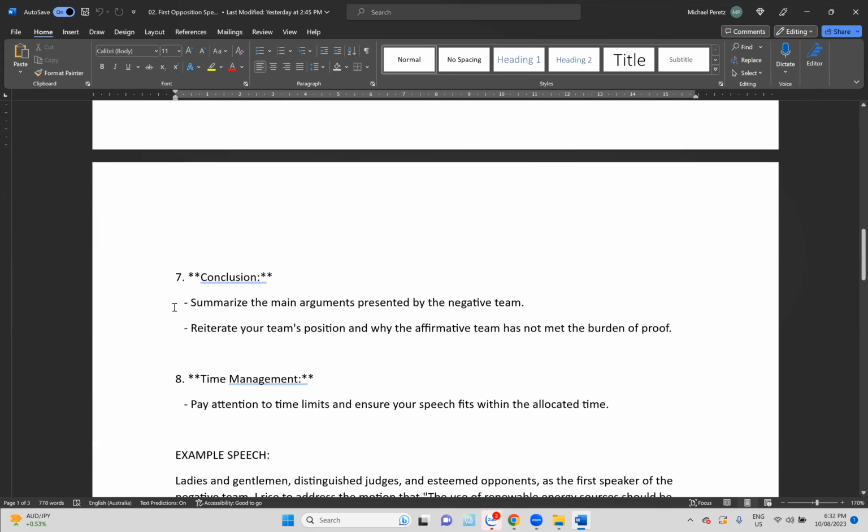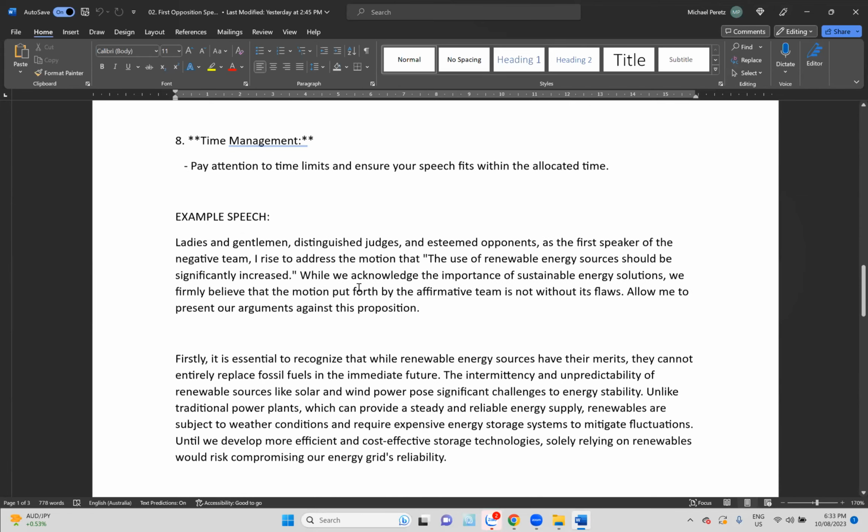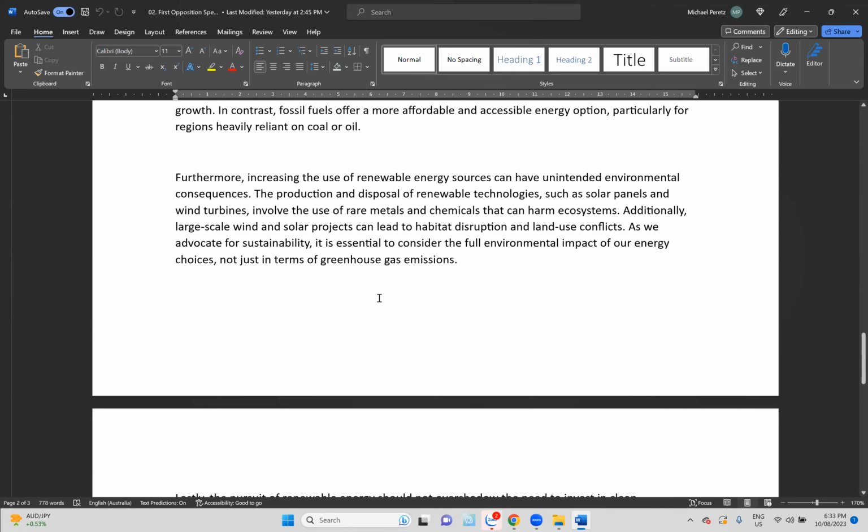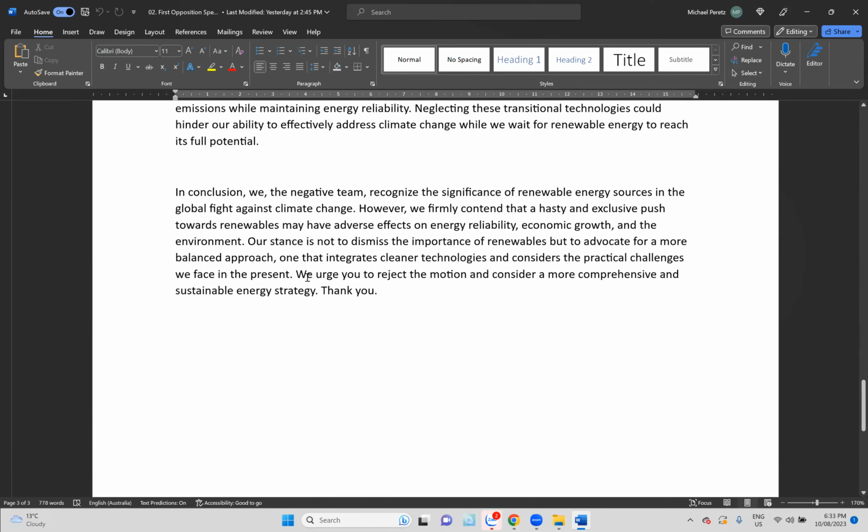And then, of course, in our conclusion, we need to summarize the main arguments presented by our team. And we need to remind everyone about our team's position and why the affirmative team has not proved their case properly. So again, we just need to keep picking away at the affirmative team's argument to make it look weak in the eyes of the audience and the judges.